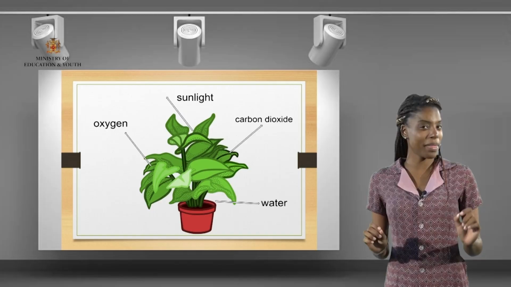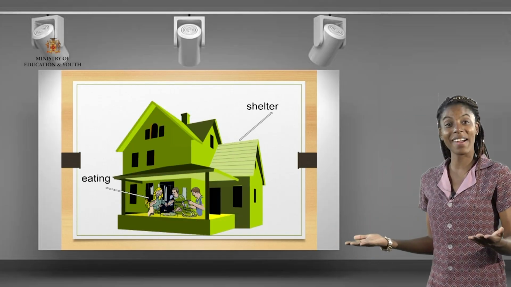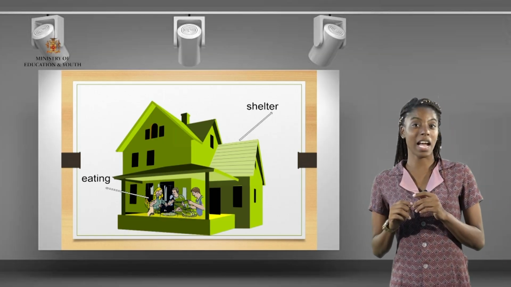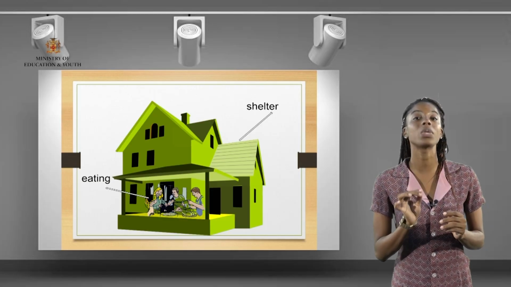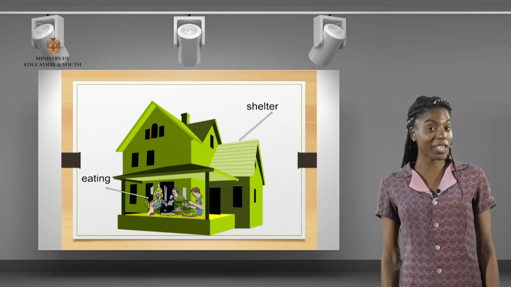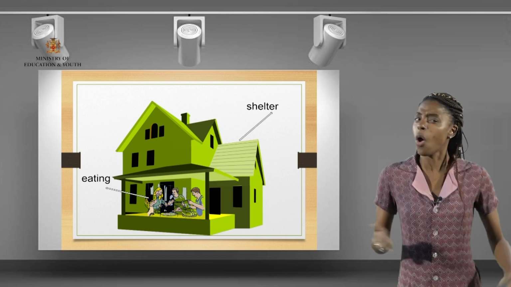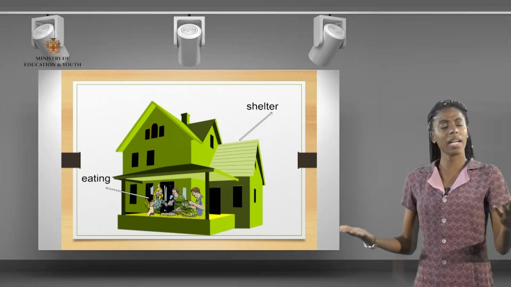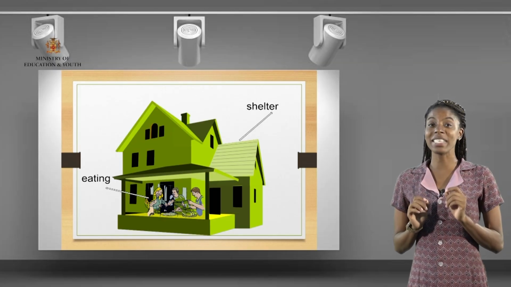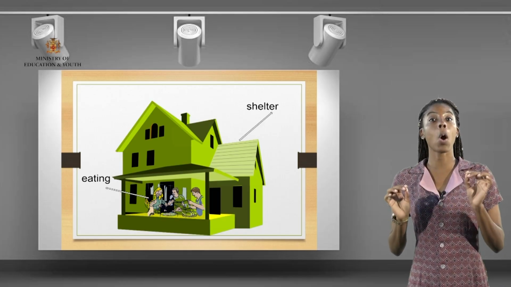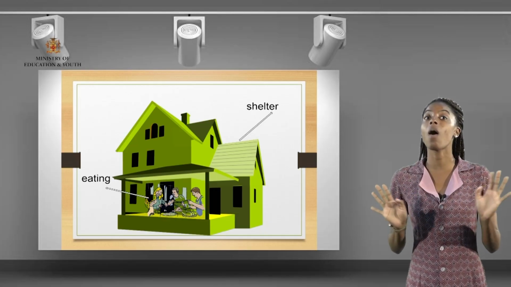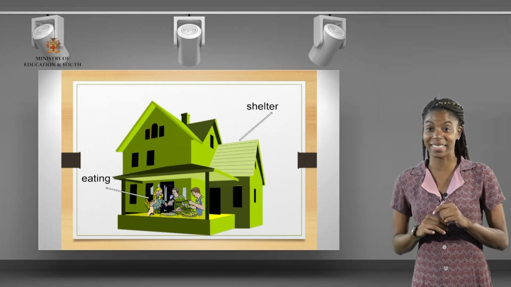Now let's look at the next picture. What are we seeing here? A family. Where is the family? In a house. Now who can tell me what the house is providing for the family? Go ahead. Shelter. So the house is providing shelter. What else can we see from the picture? What are they doing? Okay, they are eating. Excellent. Humans need food to survive, and they also need somewhere to live and clothes to wear. These are all a part of their basic needs.